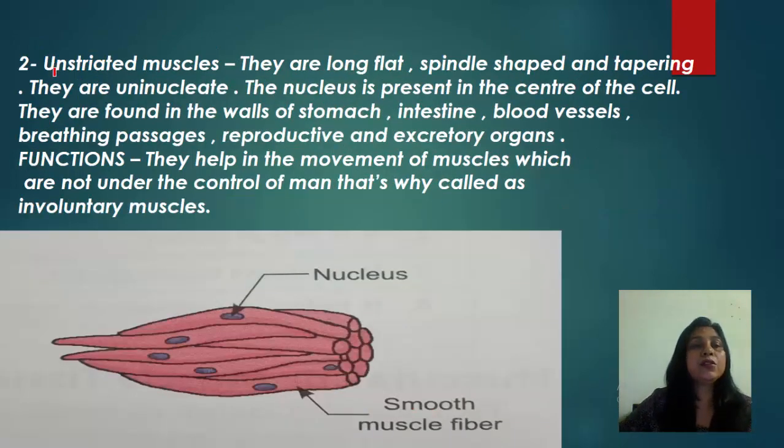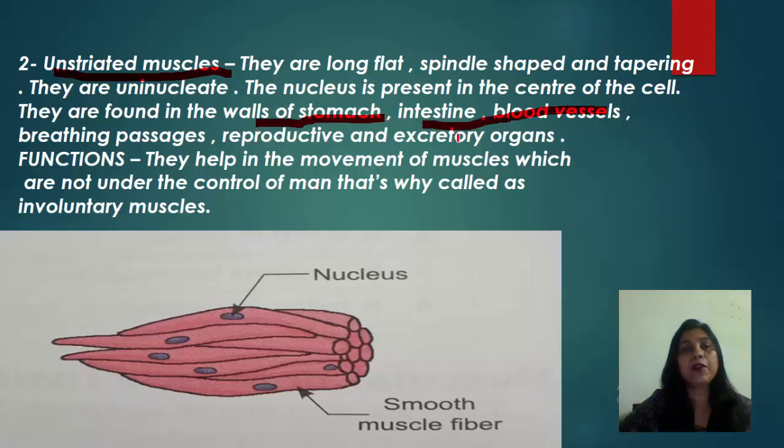Now coming to unstriated muscles. They are long, flat, and spindle shaped, which means tapering ends are there. They are uninucleate, you can see. The nucleus is present in the center of the cell. Where are they found? They are found in the walls of stomach, intestine, blood vessels, breathing passage, reproductive and excretory organs. Almost all the internal organs have these unstriated muscles.